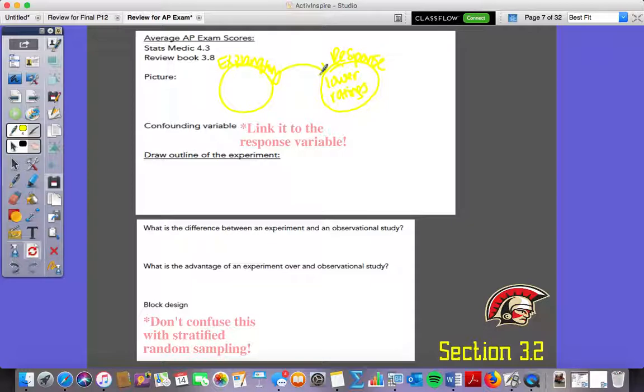Is it because of the fact that it's the announcers? Is it the lack of fan experience? Is it the lack of social media presence? What is it? So we're going to pick something, right? Whatever the explanatory is. Now, if we looked at, let's say, the average AP exam score of Stats Medic versus the review book, right? The type of review would be the explanatory. The response would be the actual score itself. Okay. Does that make sense? But that would be the explanatory versus the response. A confounding variable is something that does what?